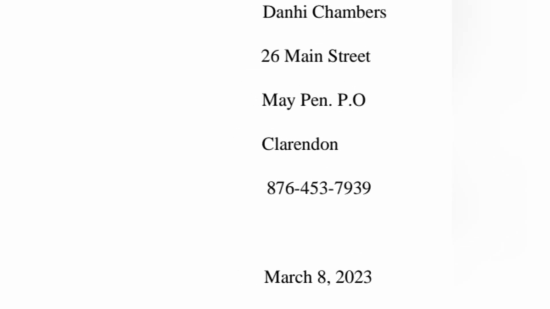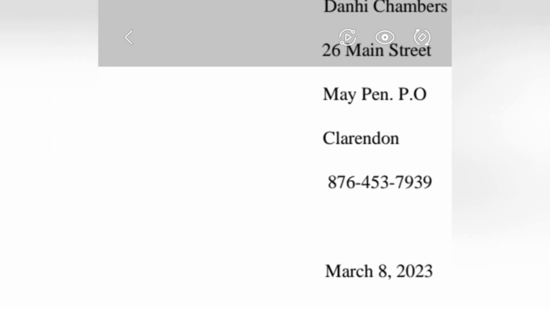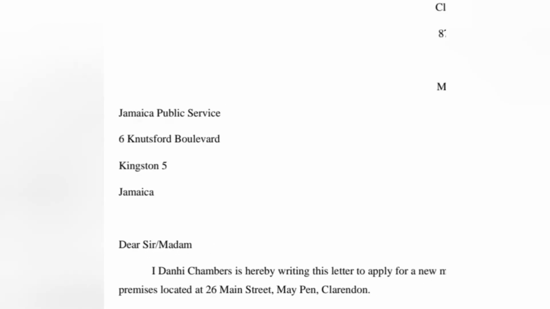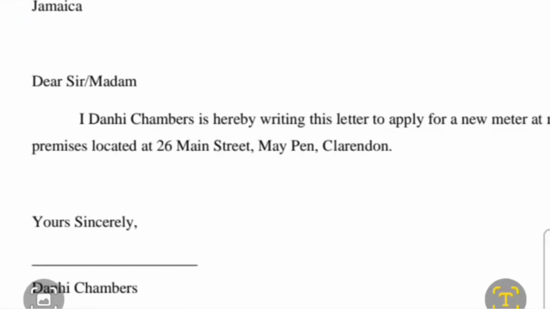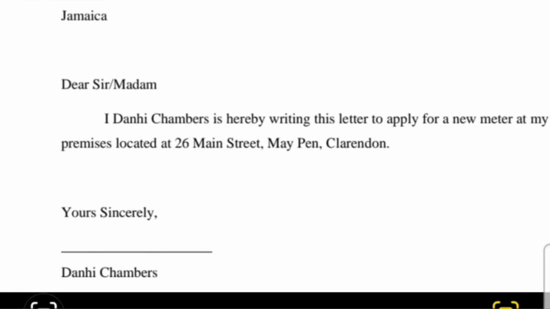So at top right, we have my name and service address. And to the left, we have the JPS address, the same way we would write a standard letter. And then I have: Dear Sir/Madam, I Danai Chambers is hereby writing this letter to apply for a new meter at my premises located at 26 Main Street, Maypen, Clarendon. Yours sincerely. And I have a line right there, and I'll just print that, write my signature on it, take a picture of it, scan it, whatever, and then upload this document where I see signed application letter.